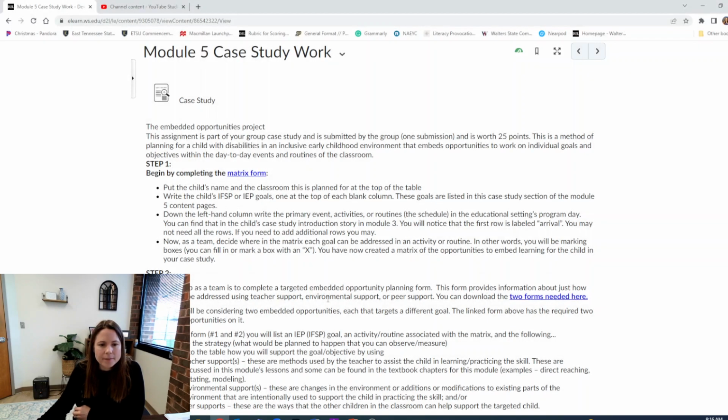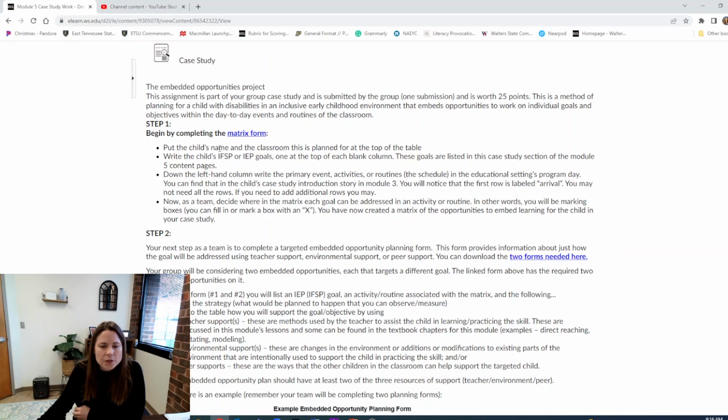So let's go back. So here's showing you step by step how I want you to do. You're going to write down the child's IFSP or IEP goals at the top of the blank column, okay? And these goals are listed in the case study section of the module 5 content pages. And down in the left-hand column, you're going to write the primary events, activities, routine, their schedule. So this information was all included in the case study for your child. That was in module 3.